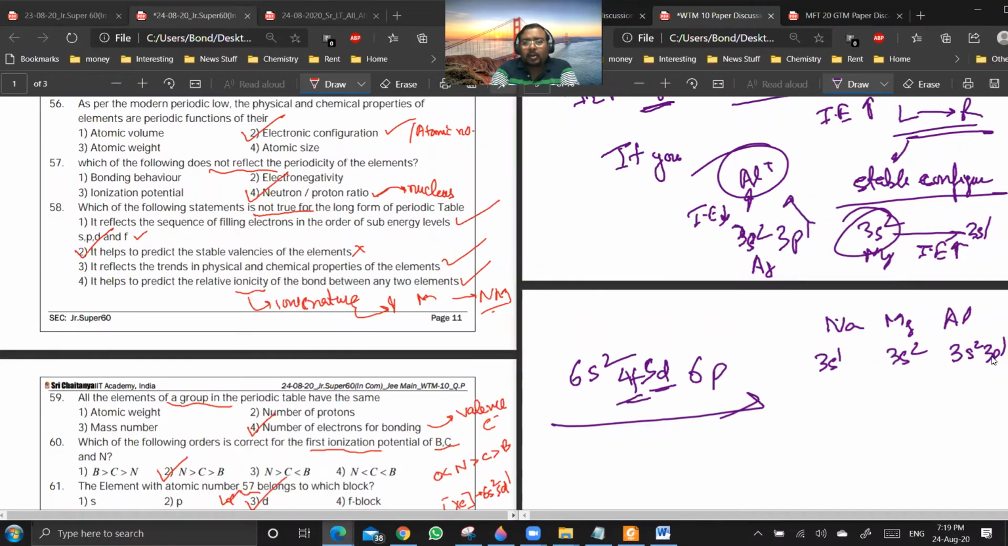But we can predict stable valences in groups, no, sir. How can you predict the stable valences in group? Tell me. Suppose I am saying group 17, you are having like 2 stable valences. Group 13, 14 and 15. But then which one is stable depends on the inert pair effect, not on the group number. Sir, 58 question, fourth option is valid for like certain elements, no, sir.